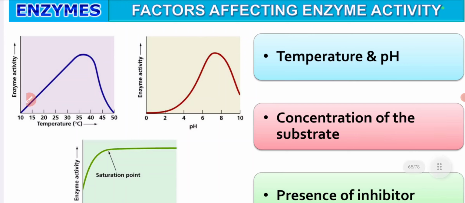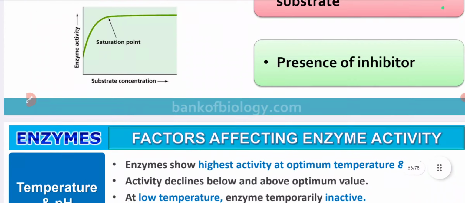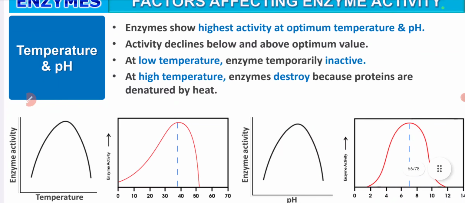Factors affecting enzymatic activity: temperature and pH, concentration of the substrate, and the presence of inhibitor. First of all, temperature and pH. Enzymes show highest activity at optimum temperature and pH. Activity declines below and above the optimum value. At low temperature, enzymes are temporarily inactive. At high temperature, enzymes are destroyed because proteins are denatured by heat.